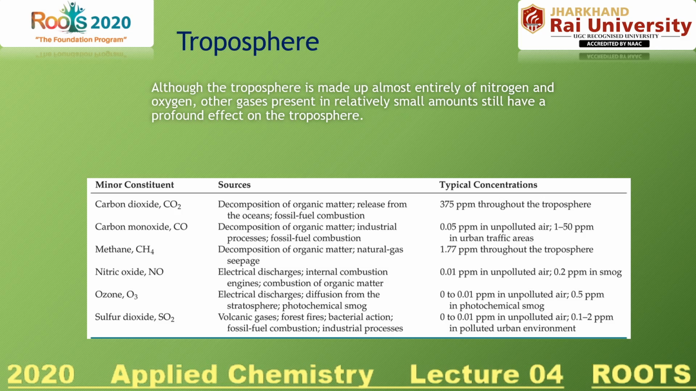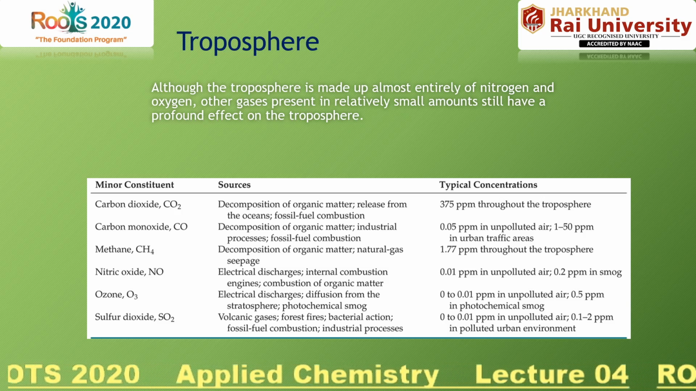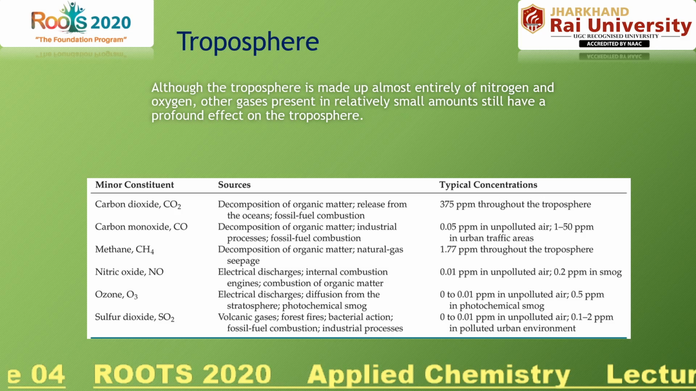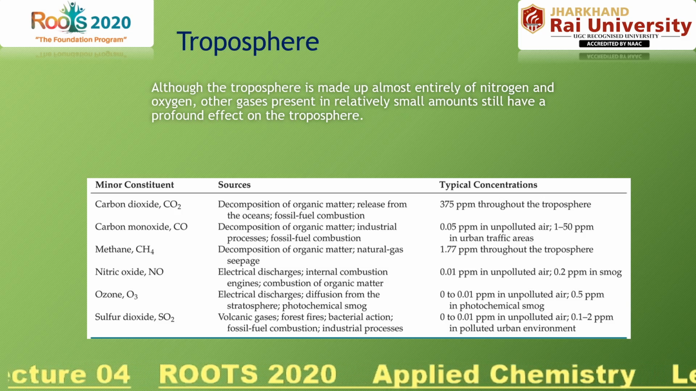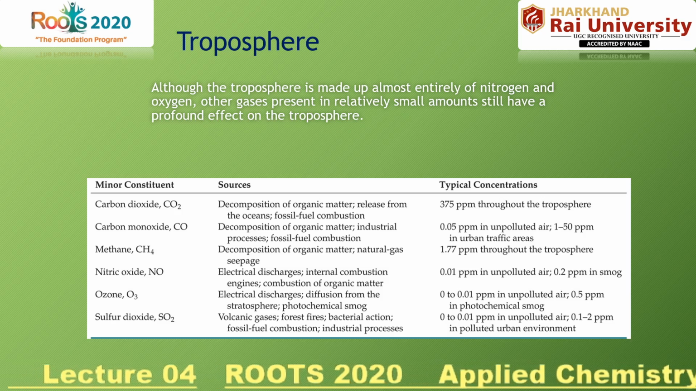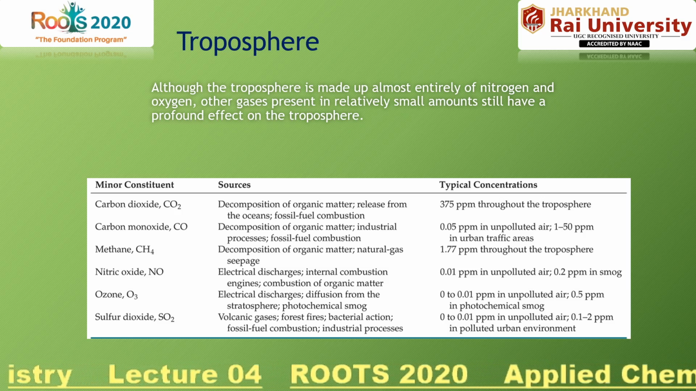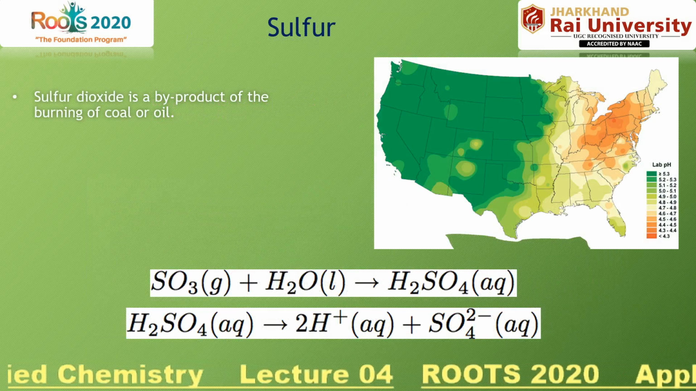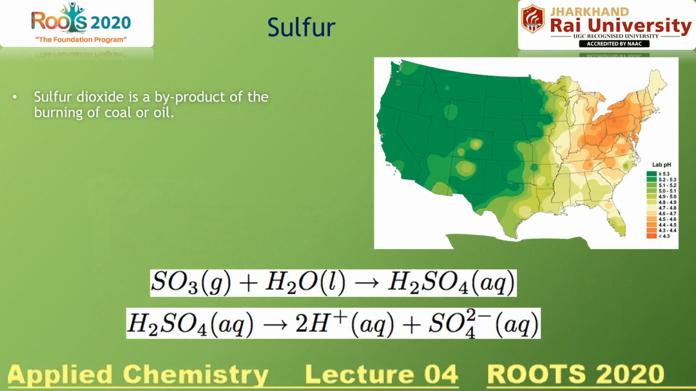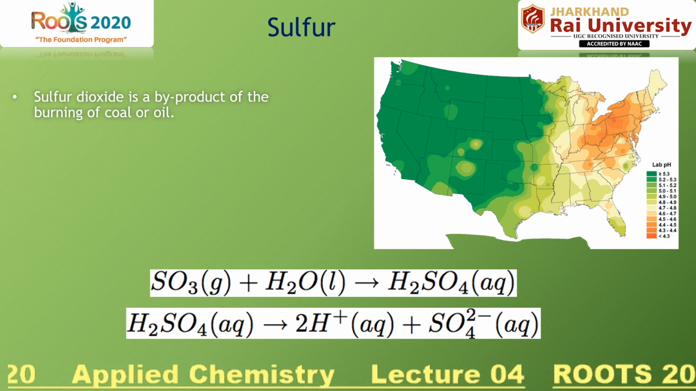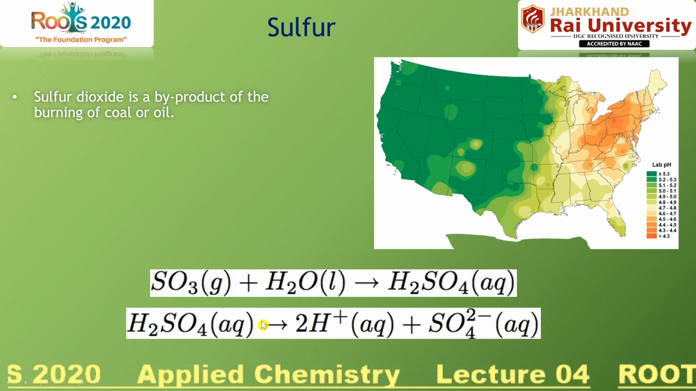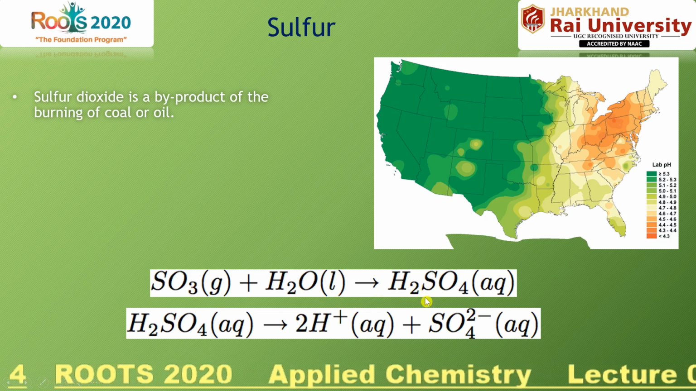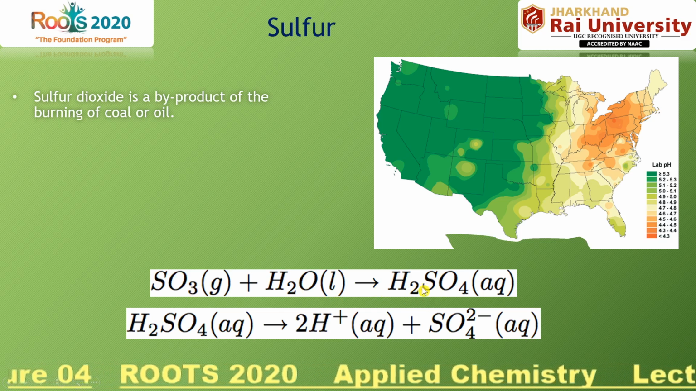There is another example, the troposphere. Here all the weather changes occur, and there are mainly some gases, the greenhouse gases, which maintain the temperature of the earth's surface. Sulfur dioxide is a byproduct of burning of coal and oil. Here you can see sulfur dioxide, with the reaction of water, it can form sulfur trioxide, and it can form H2SO4, that is sulfuric acid.